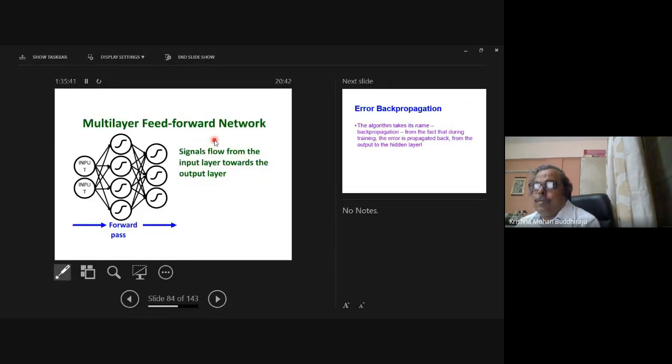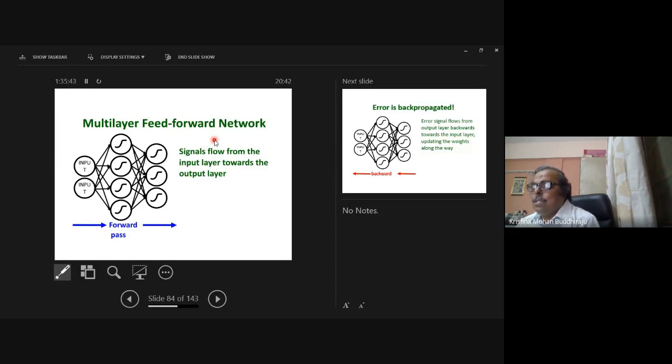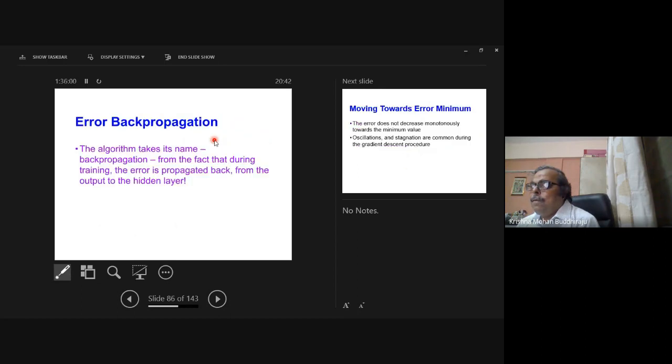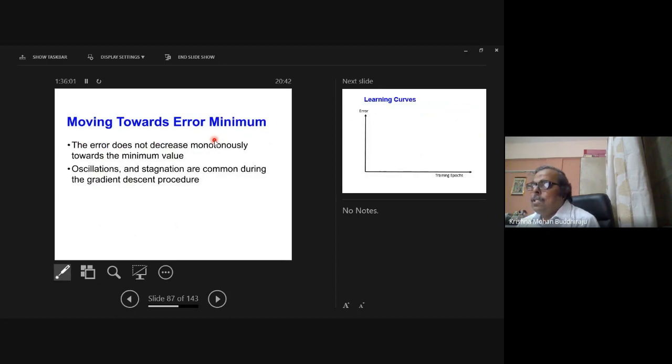Generally, the algorithm is: feed the inputs left to right. When you reach the output stage, find the classification error, feed it back to correct the weights till such time you get proper classification. Since the error is propagated back, the training rule is called the error back propagation rule.